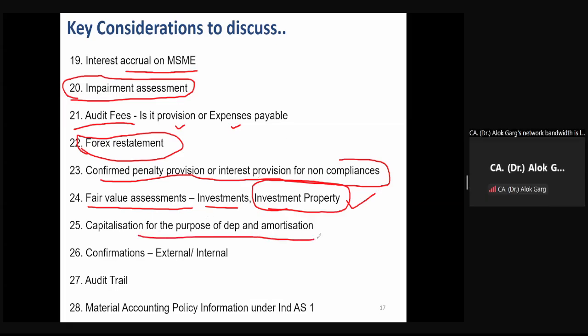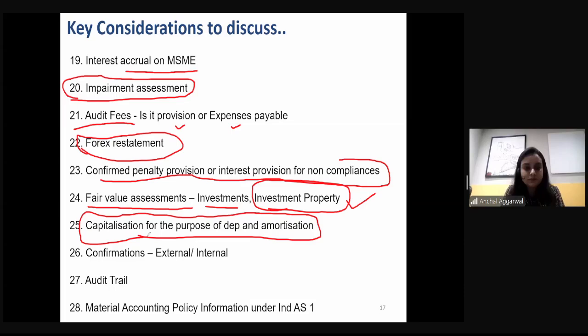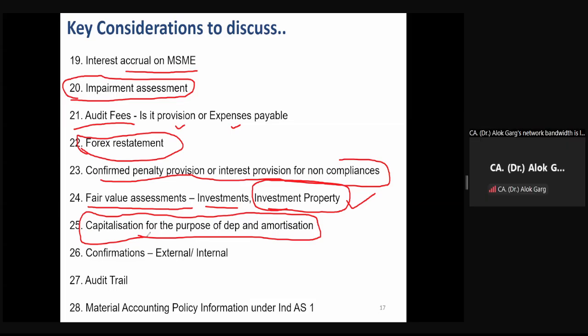Capitalization for the purpose of depreciation and amortization, right? For example, if a client is capitalizing a factory, what is the benefit of capitalization? The benefit of capitalization is, for example, if you have capitalized your asset on 28th of March, you will get a 50% rate of depreciation in the Income Tax Act. Correct? It is used for more than 182 days, right? So you will get a 50% rate of depreciation benefit in income tax just by capitalizing 2 days before the end of the year. While in the Companies Act, it is pro rata, it is only for 2 days.